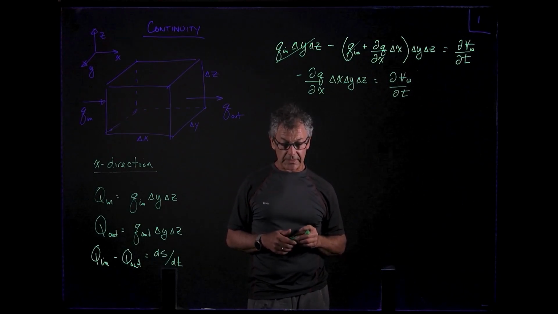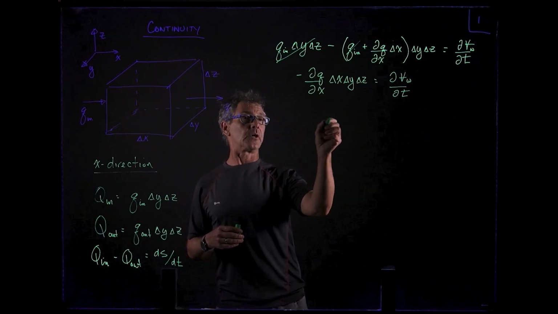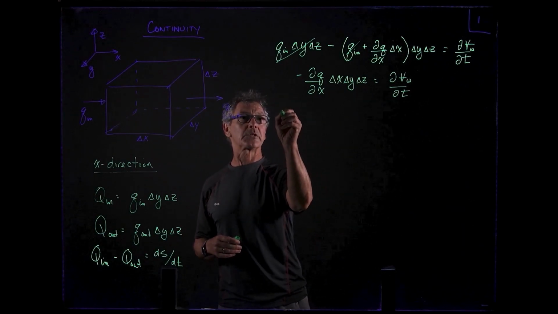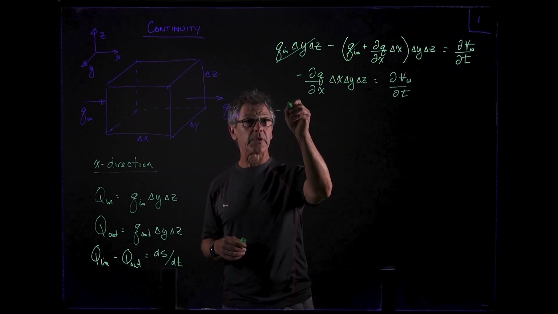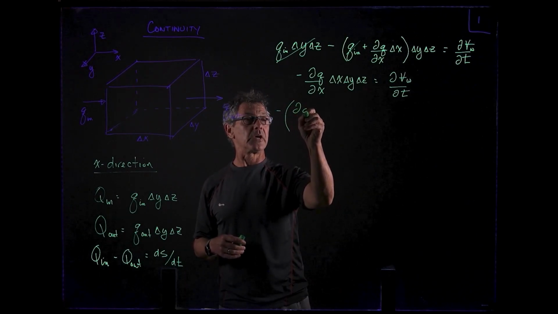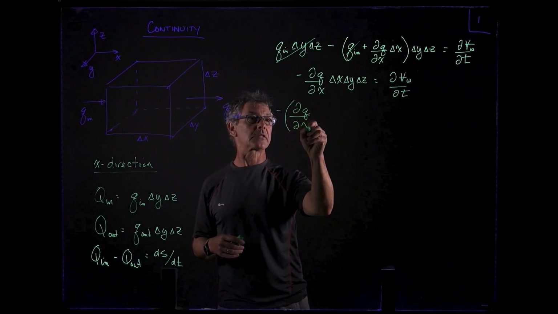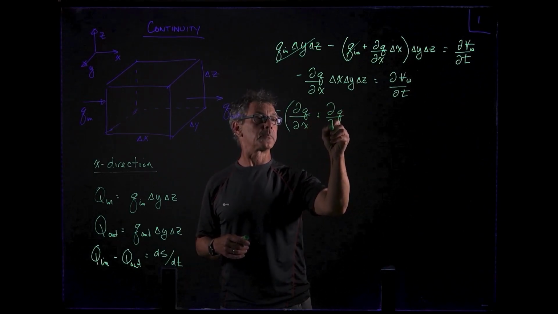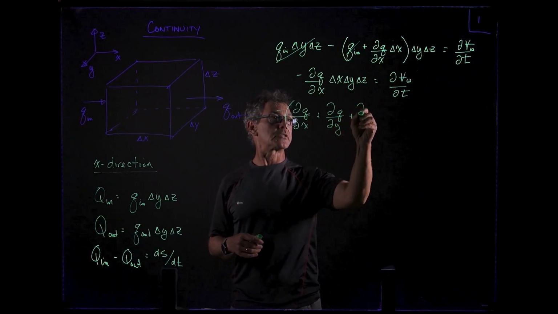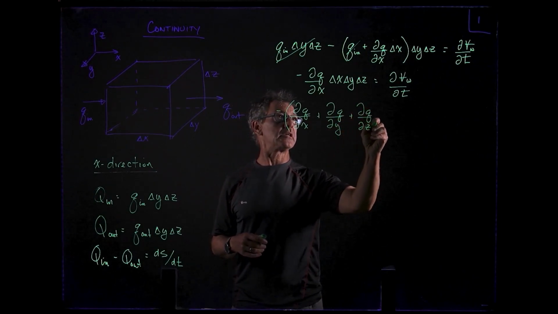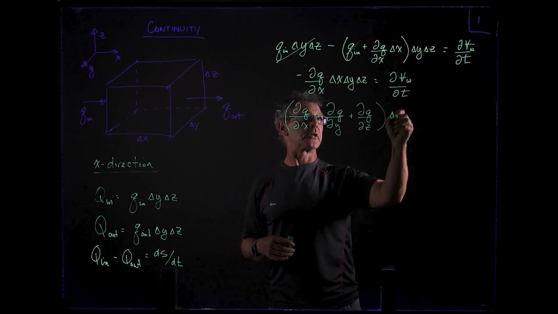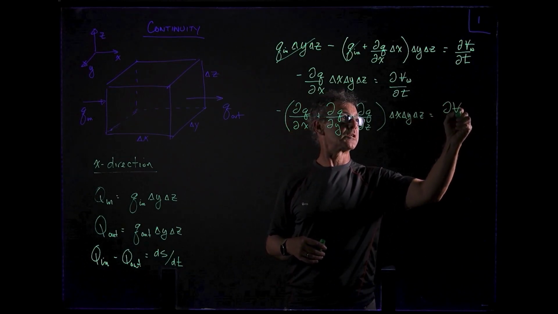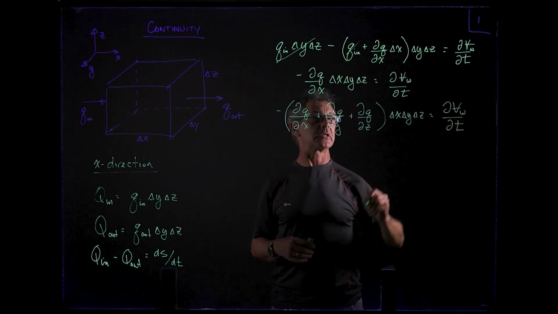And so let's take a look at what that would look like if we did this in all directions. I'm not going to put arrows in all directions because that gets awfully complicated, so I'm just going to write it out. I'm going to gather the negative signs. We have the change in discharge with respect to x plus the change in discharge with respect to y plus the change in discharge with respect to z. And that's all going to be times delta x times delta y times delta z is equal to the change in volume with respect to time.